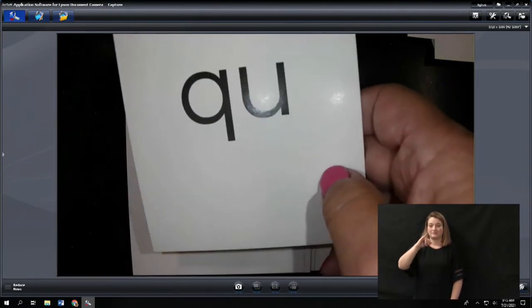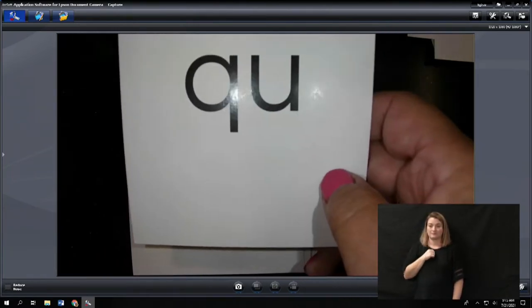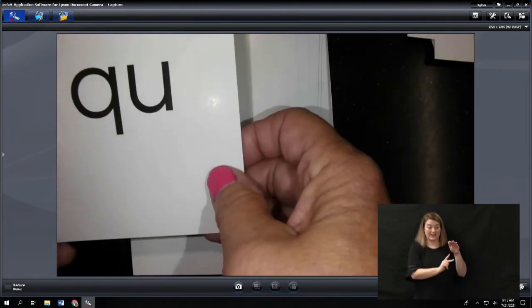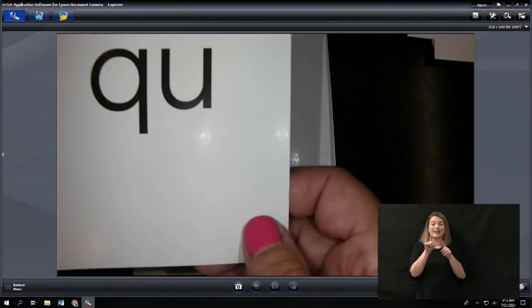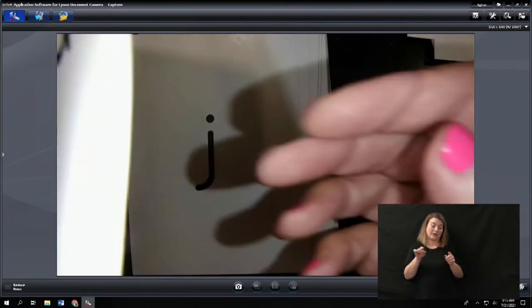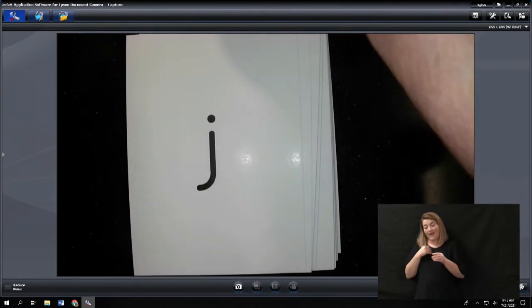Q and U are friends until the end. My kids, when they were in kindergarten, did something called the letter people, and they always had a Q and U wedding. You know, and you got to be picked to be the Q or the U to get married. But they certainly always remember Q and U went together. So I thought that was cute.